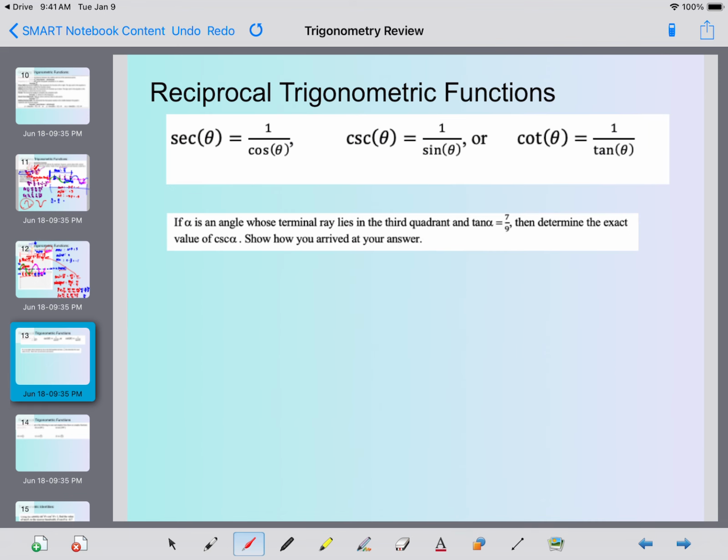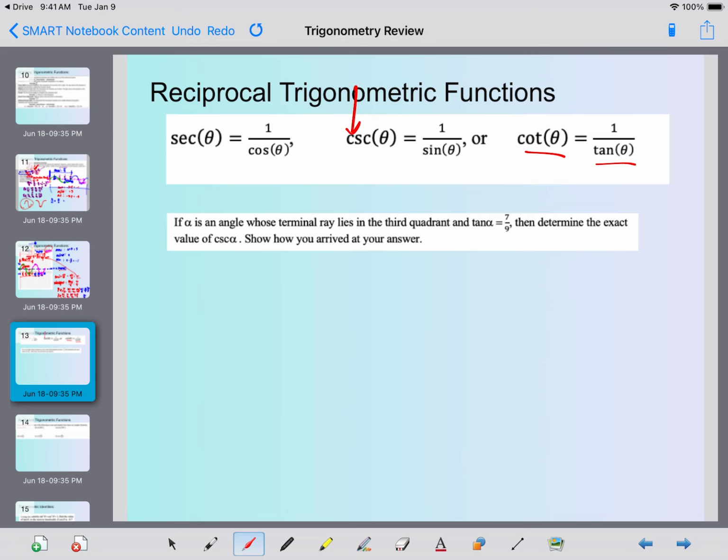Now your reciprocal trig functions, don't get confused by these things. It's very simple. Secant is 1 over cosine. Cosecant is 1 over sine. Cotangent is 1 over tangent. A way to memorize this: cotangent has tangent in it, 1 over tangent.